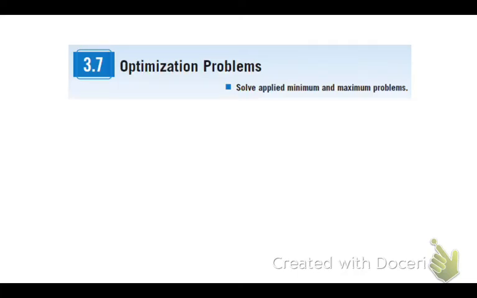So our last section in chapter 3 is optimization problems. When I say optimization, what do you think we'll be doing? I'd say solving min and maximum problems. Yes, and how did we do that? By finding the zeros of the first derivative? Yeah. The critical numbers. Okay, so that's what we're going to be doing. A little bit more involved than that, but essentially that's what we will be doing.